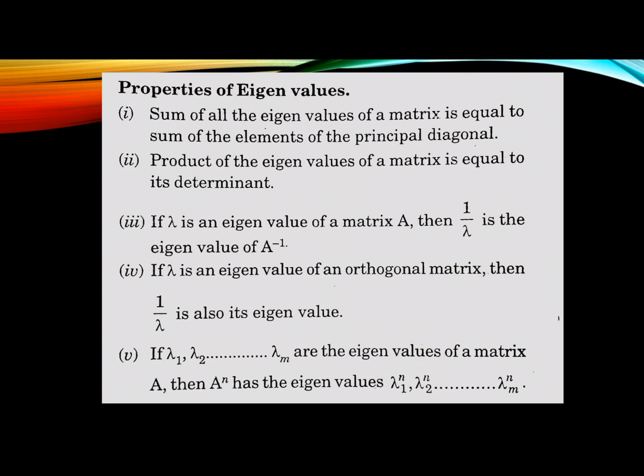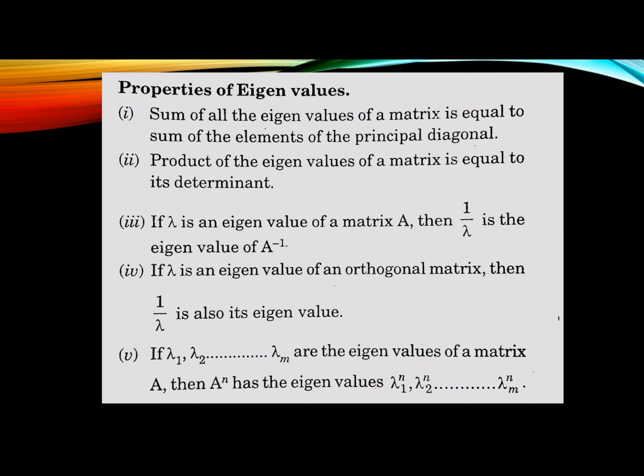The product of the eigenvalues of a matrix is equal to its determinant. We have eigenvalues of the matrix like lambda 1, lambda 2, lambda 3, etc. So the product of those, that is lambda 1 times lambda 2 times lambda 3 etc., will be equal to the determinant of the matrix. The product of the eigenvalues of a matrix is equal to its determinant.